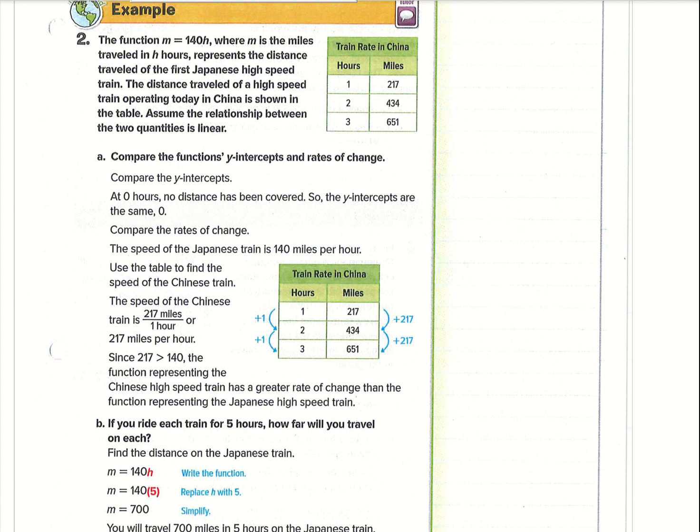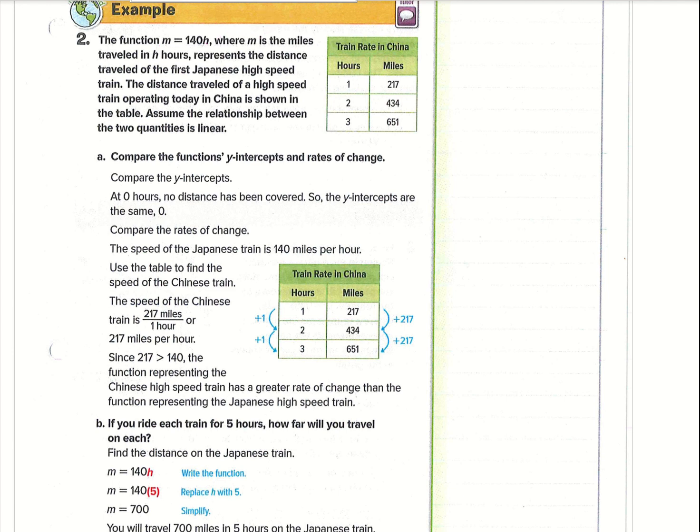Okay, so step A, it says compare the functions' y-intercepts and rates of change. The y-intercepts for both of them are going to be 0. We can see that here. If we look at y equals mx plus b, you can see there is no b in this equation, which means there's no y-intercept.